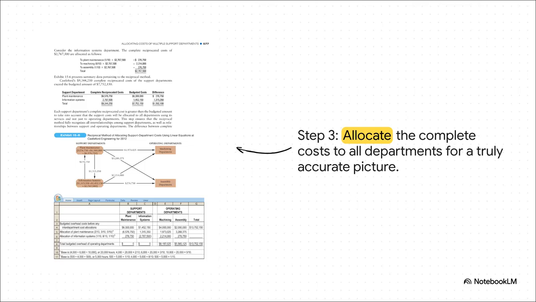And this brings us to the whole point of the exercise. Step 3. We take these complete, super accurate costs and allocate them out to all the departments that use their services, including the production departments like machining and assembly. Now the company has a crystal clear, accurate picture of what everything really costs.